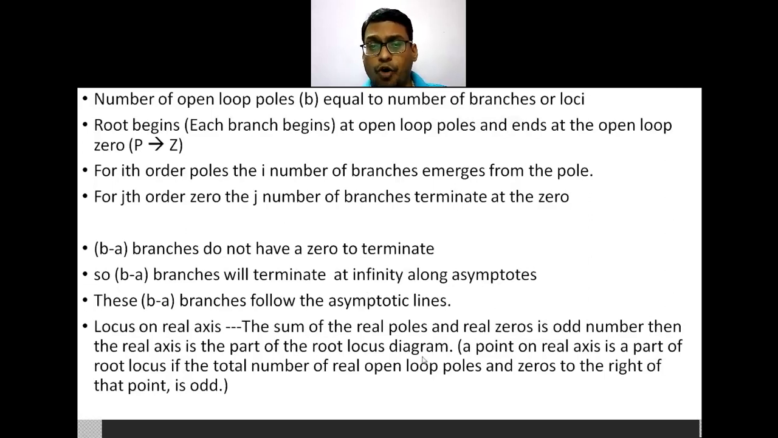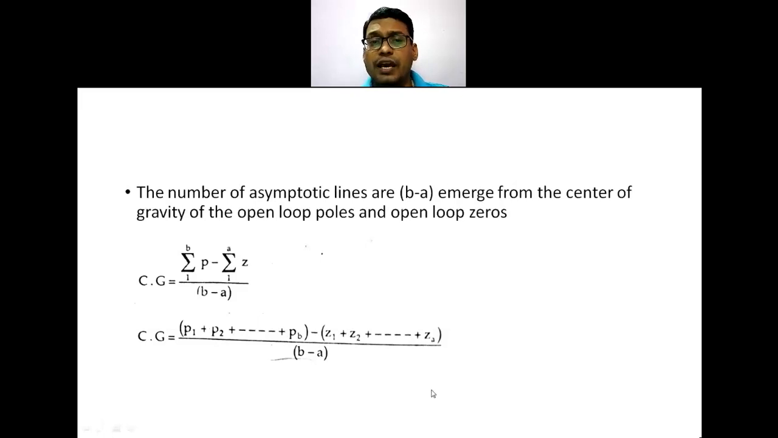Odd number है तो poles के, it is a part of the root locus diagram. So that means it will be on the axis. Then the asymptotic lines emerge from the center of gravity of open loop poles and open loop zeros. So the center of gravity is nothing but the summation of poles minus the summation of zeros upon B minus A.